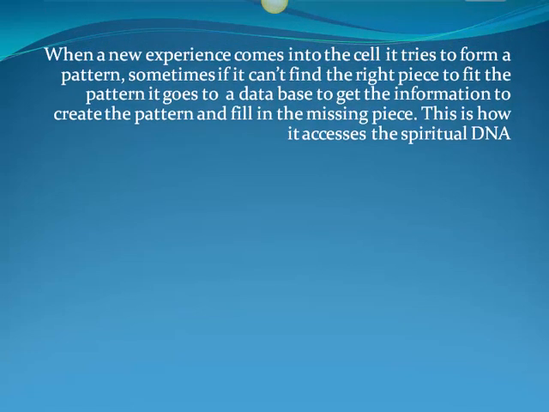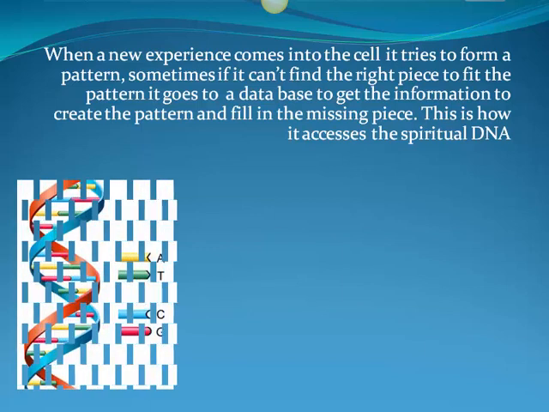So when a new experience comes into the cell, it tries to form a pattern. Sometimes, if it can't find the right piece to fit the pattern, it realises something's missing, like a hole in the knitting pattern, and it goes to the database to get the information to create the pattern and fill in the missing piece, so the cell knows how to behave properly, if you like. This is how it accesses what I refer to as the spiritual DNA. It goes to the database to find out how this problem has been dealt with in the past. It might not have been in that cell's experience, but how do other cells deal with this, so it can fill in the missing piece of the jigsaw and behave properly.